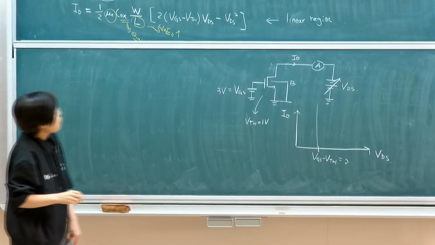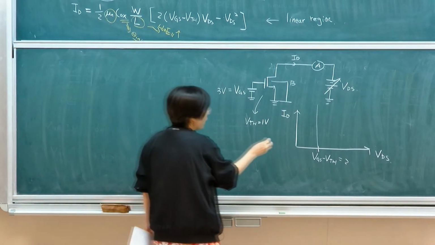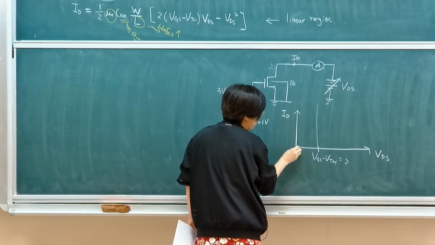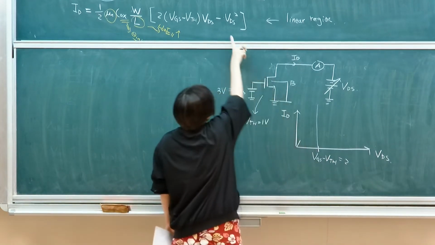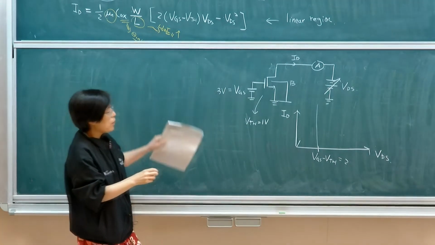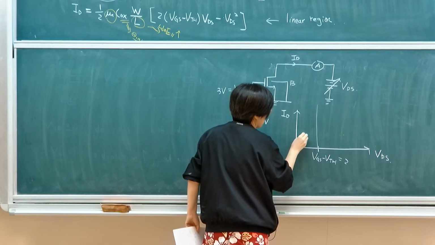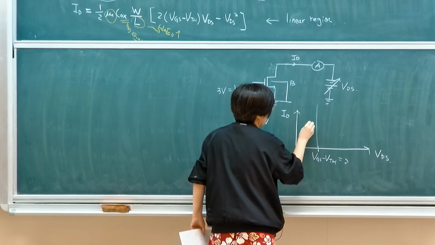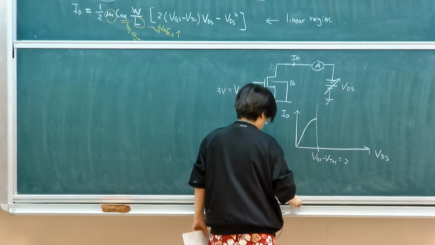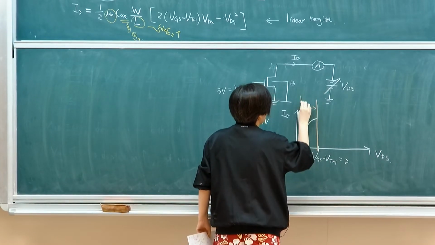How does one characterize that? It will look something more like a linear dependency at very low VDS. Because when VDS is very small, you can take this out, and then it will be a linear dependency. That is why it's called a linear region. And then it will turn. So this is when a transistor is in the linear region.